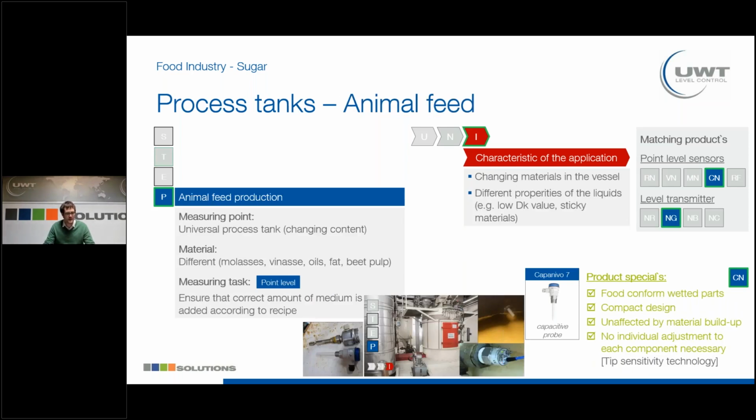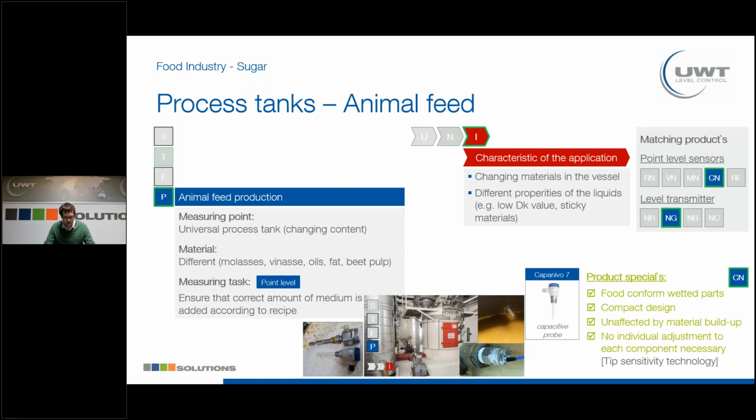What we have here is animal feed production, and also a difficult application. So it's a universal process tank. And the challenge here is that we have changing contents. So different materials: we have molasses, we have vinasse, we have oils, we have fat, we have beet pulp, everything mixed together. So we need to ensure the correct amount of medium is added according to the recipe here.